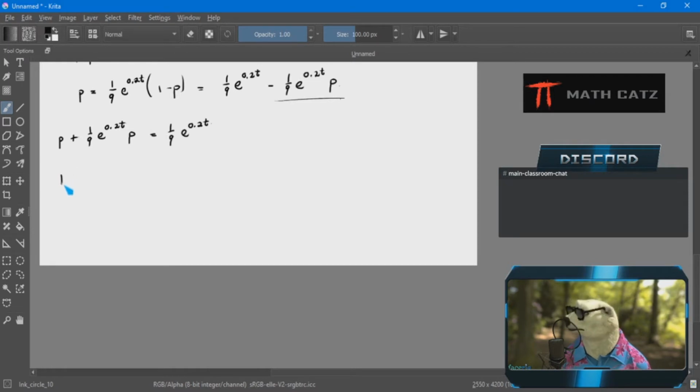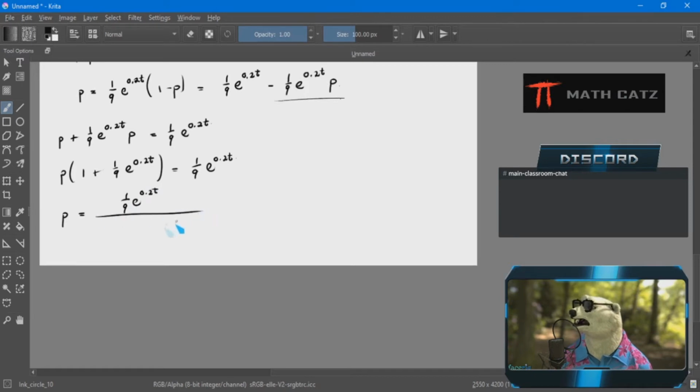So then I can factor out a p on the left to get 1 plus 1 over 9 e to the point 2t. It's going to look fine in the end. It's just a little tedious to get there. And so p I can finally solve, and I'm going to make this look a little better as well. The right hand side over this bracket.